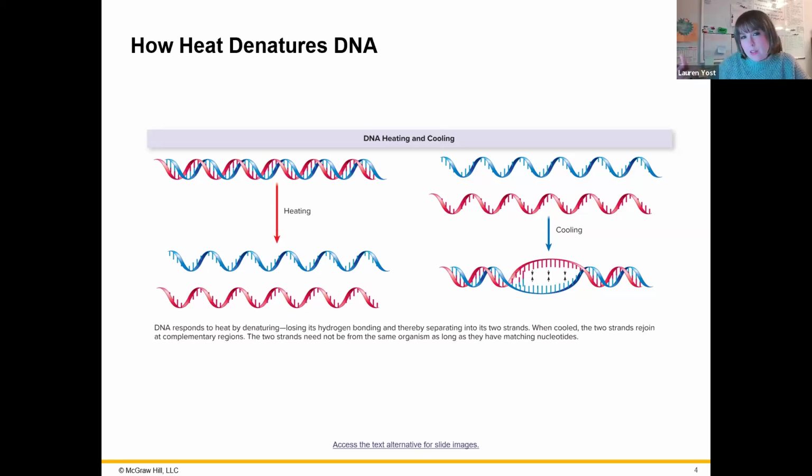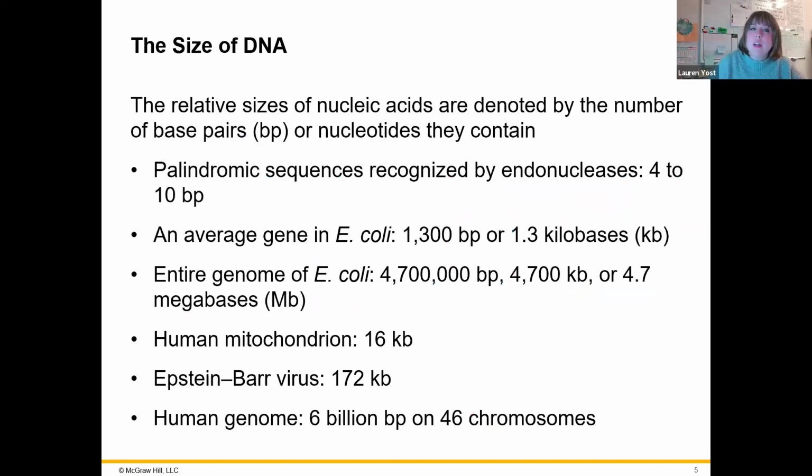A lot of the mechanisms that we use to study DNA basically rely on separating those strands out and then repairing those strands somehow. We can even introduce mutations as a result of that. So some of the stuff we're going to talk about today, we'll get into those concepts. It's also important to understand how we measure the size of DNA.